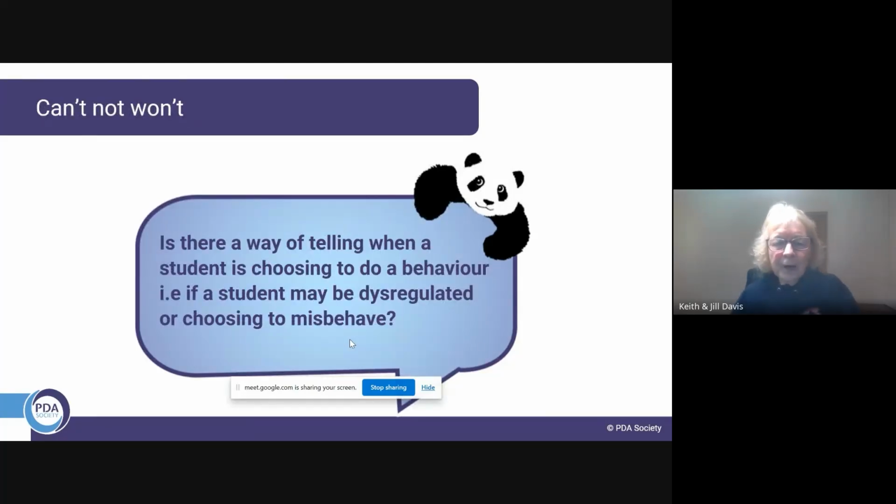And again, another regular question: can you tell that a student is choosing to do a behaviour? So I suppose the first step towards this is to remember that behaviour is to communicate. There's that driving emotion underlying the behaviour, some sort of overload, not enough processing time maybe, anxiety over what's coming next, that intolerance of uncertainty I spoke about, and those poor interoception.